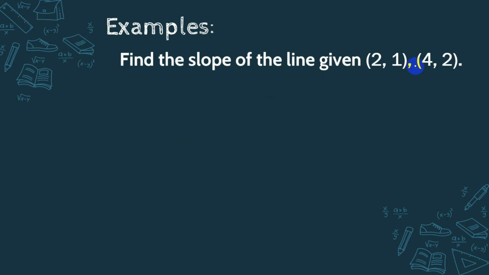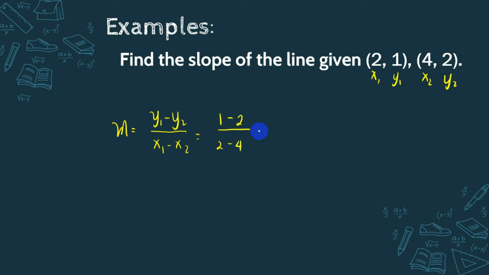Next, we have (2, 1) and (4, 2). X sub 1 is 2, y sub 1 is 1, x sub 2 is 4, y sub 2 is 2. For our slope, again, y sub 1 minus y sub 2, all over x sub 1 minus x sub 2. Y sub 1 is 1, y sub 2 is 2, so 1 minus 2 over 2 minus 4, okay? Now, 1 minus 2 is negative 1, and then 2 minus 4 is negative 2. When both are negative, they automatically cancel. We will just have 1/2. So, the slope of our line given the 2 points is positive 1/2.